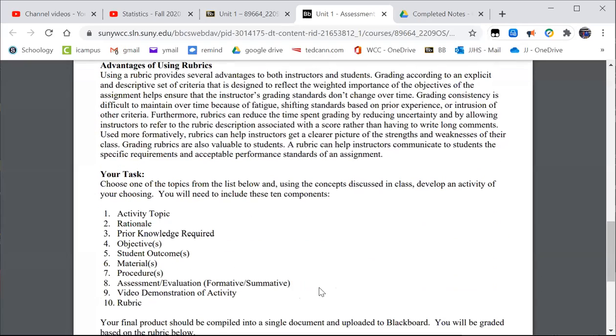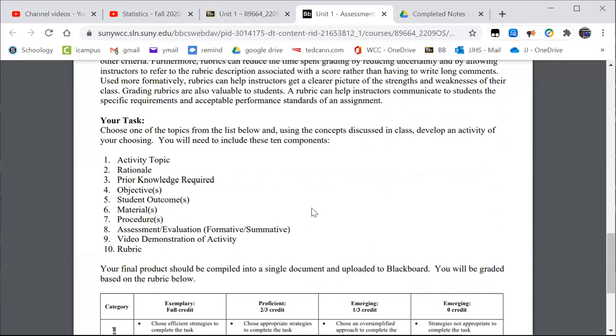So your task: choose one of the topics from the list. Typo, list attached. Right, it's in a separate file. It's the next gen standards. And using the concepts discussed in class, develop an activity of your choosing. So you have free reign to decide whatever the grade level is, K through 3. Any task, and we're not doing a whole unit. You just want one single topic. Create an activity task related to that topic.